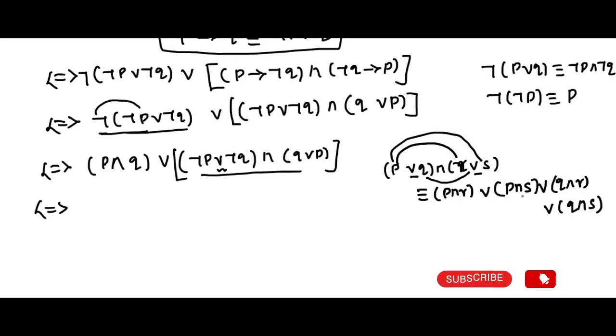This is called extended distributive law. So now we are using extended distributive law for this term. So we get P, Q, R. If you take negation P, Q, we get one term, negation P and Q.